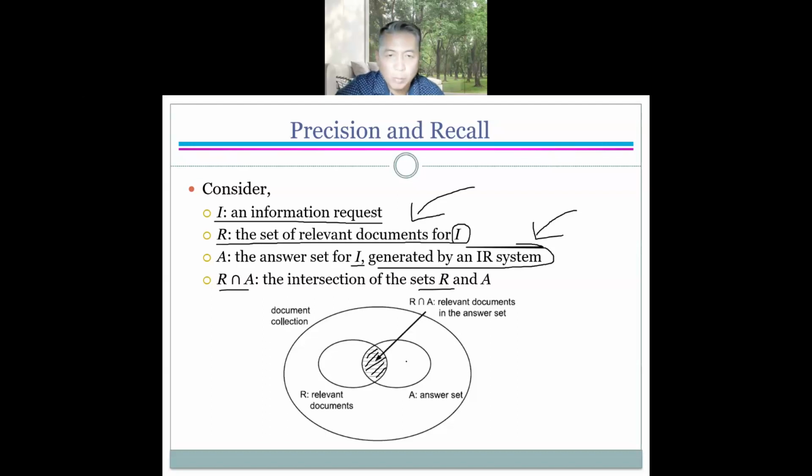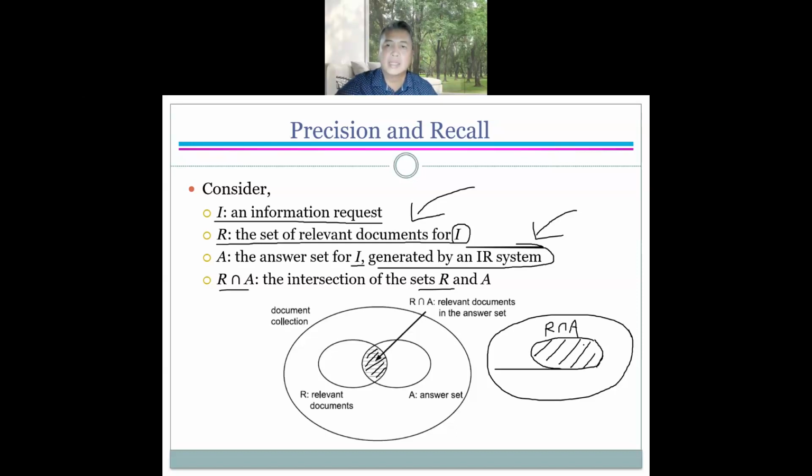Okay, so what we want to have is similar to this. We have the document collection. We want the intersection between the retrieved documents and the answer documents to be on top of each other.